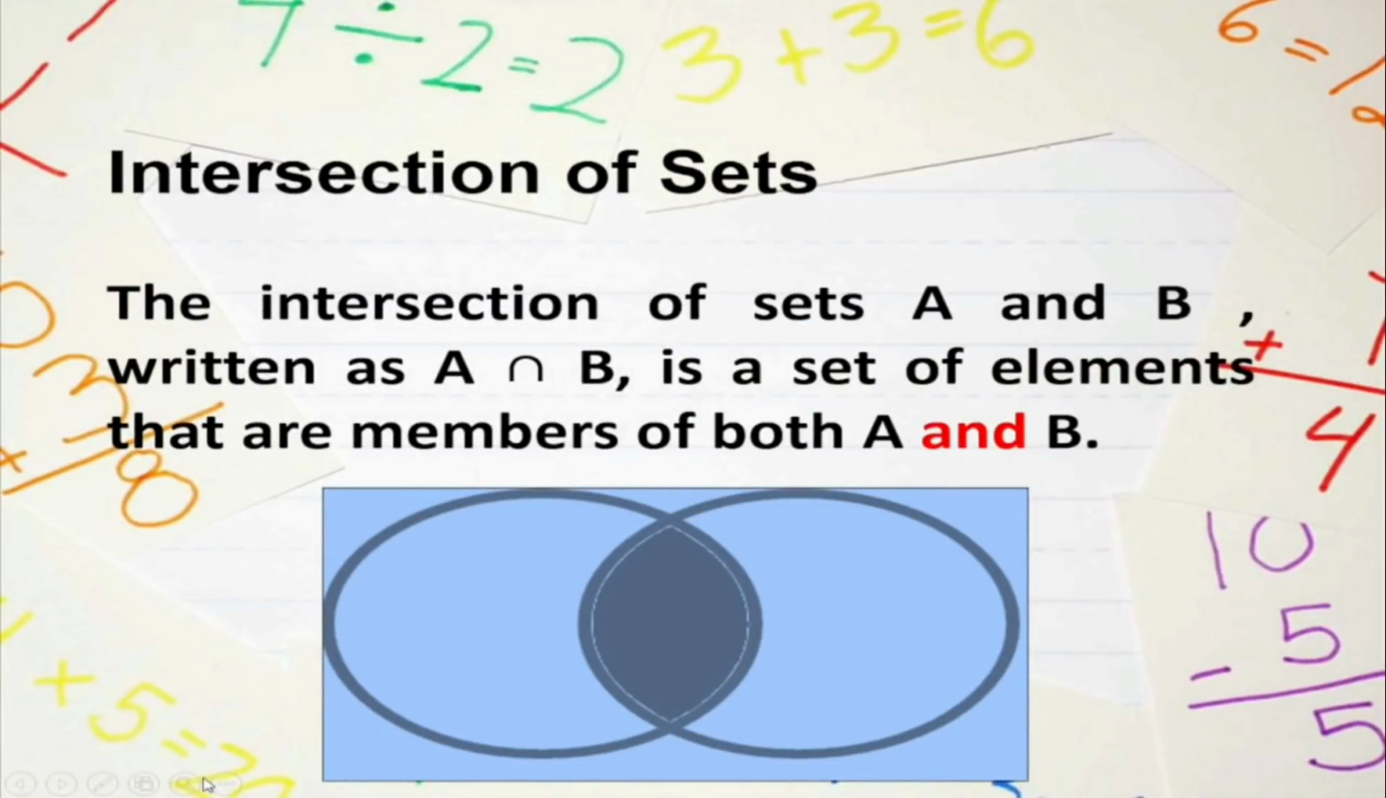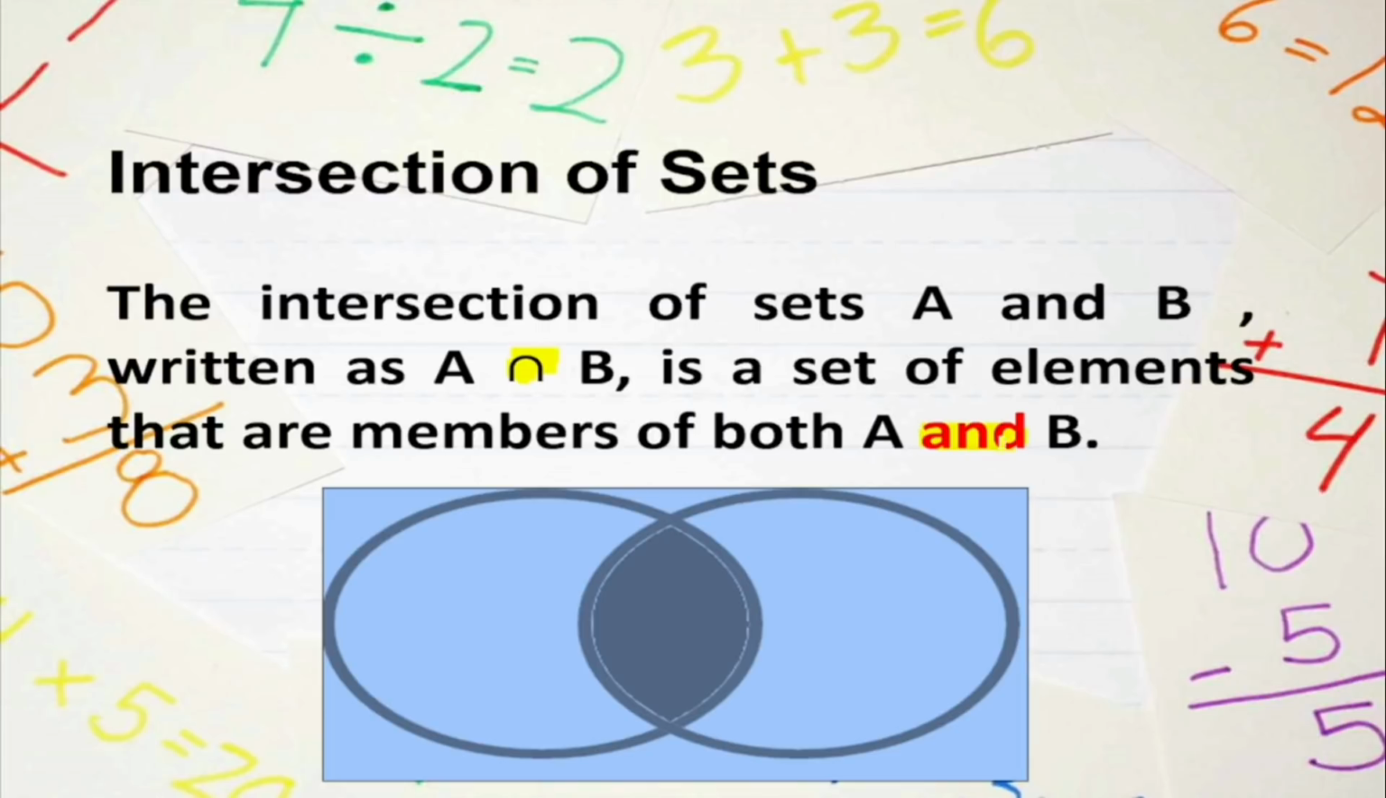Now, let's talk about the intersection of sets. The intersection of sets A and B, written as A intersection B, is the set of elements that are members of both A and B. Take note that the symbol for intersection of set is the horseshoe sign. Okay, this one. And also, the keyword that we use in intersection is the word and.